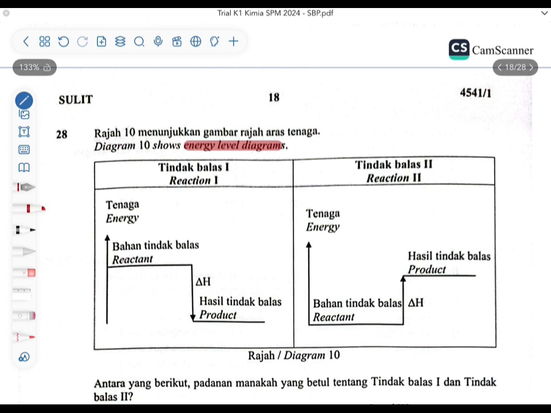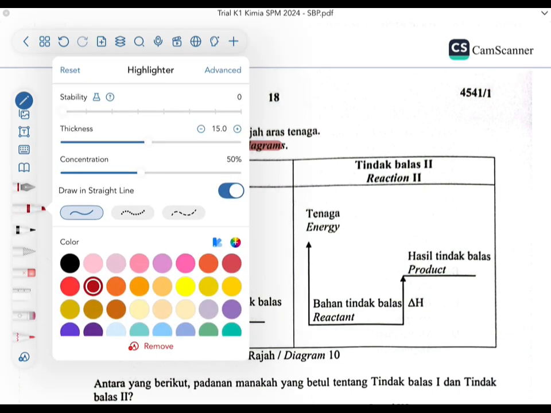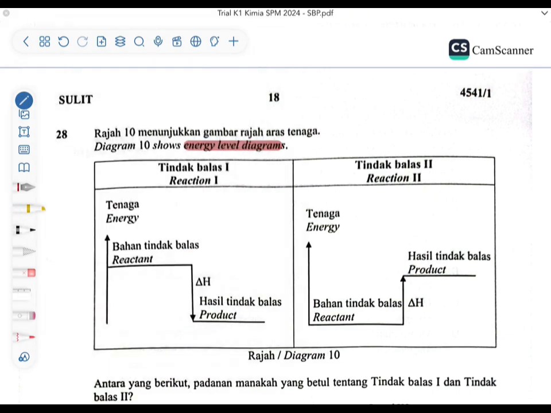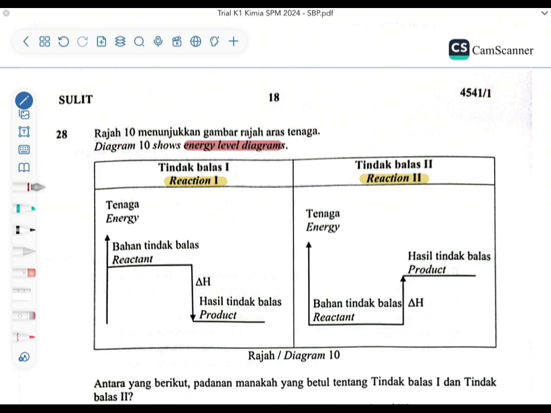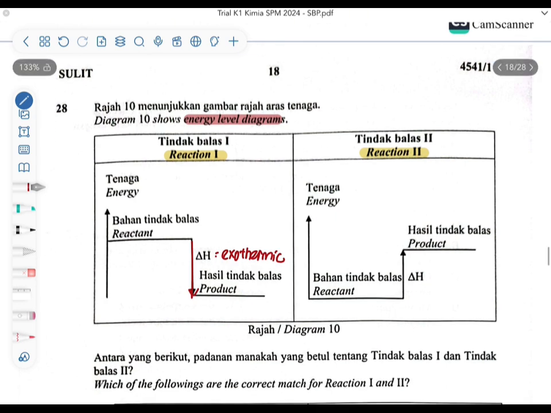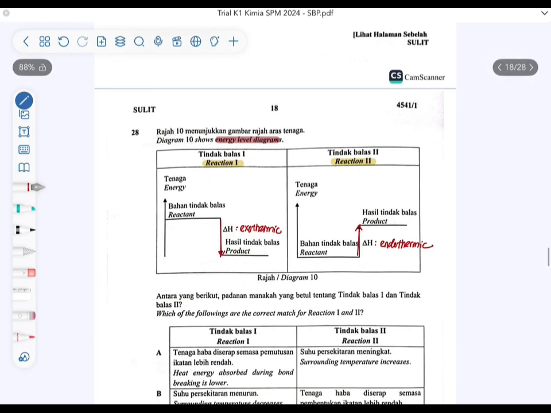Okay, we are given the energy level diagrams. We have reaction 1 and reaction 2. For one reaction, we have the reactant going down, so this is the exothermic reaction. You need to memorize the energy level diagram for the exothermic reaction and the endothermic reaction. When the arrow is going up, it will be the endothermic reaction.